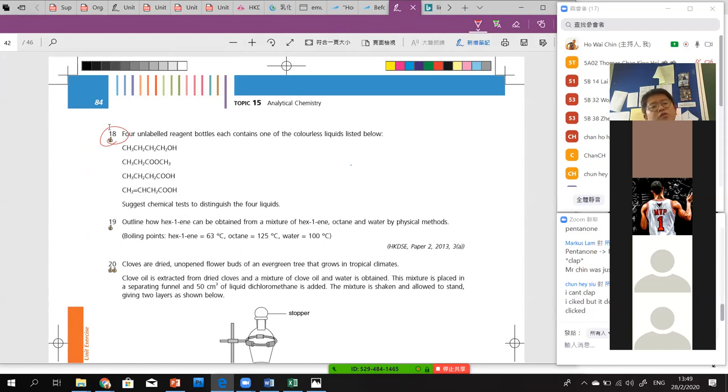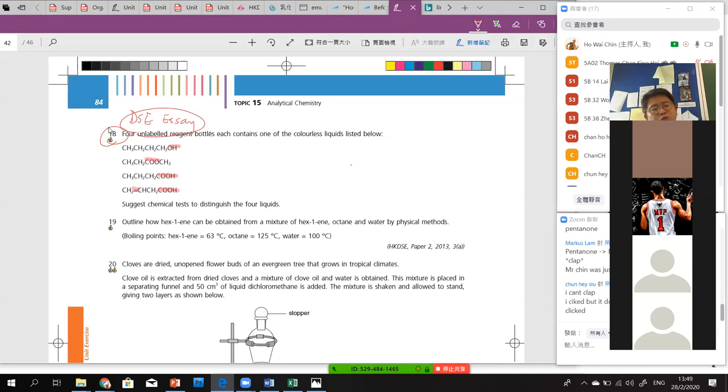Suggest a chemical test to distinguish the four liquids. Now, what type of reaction is that? These similar questions appear in the HKDSE essay-type questions, such as the 5-mark question from two years ago. Do you know how to solve it? Yes, that is the first part.